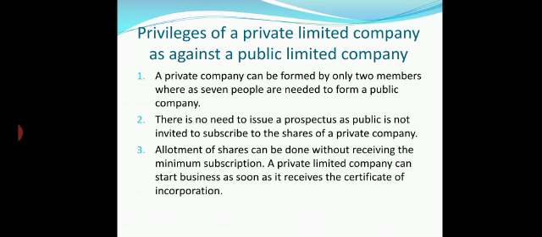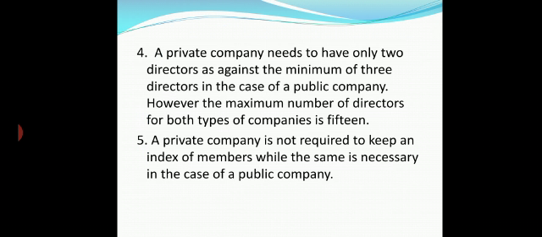Third one is, allotment of shares can be done without receiving the minimum subscription. When a private company is not supposed to raise funds from the general public, the question of minimum subscription doesn't arise. So this is another privilege enjoyed by the private company. Fourth one is, a private company needs to have only 2 directors, meaning the minimum directors required by a private company is 2, whereas in case of a public company it is 3.